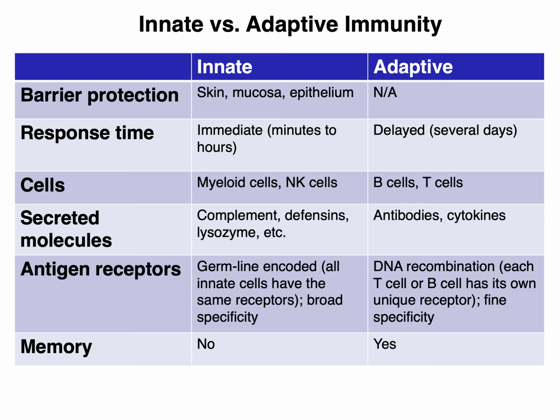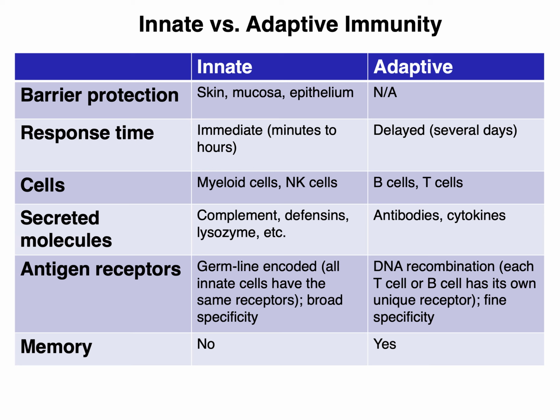Now, the innate and adaptive immune responses also differ in their antigen receptors. Innate immune cells have antigen receptors that are encoded in their DNA, meaning that all innate cells typically have the same range of receptors. And these receptors have broad specificity for commonly expressed molecular motifs within pathogens. The adaptive immune response, on the other hand, generates immune receptors through a process of DNA recombination, meaning that every single T cell and every single B cell has its own unique receptor, and these receptors are very finely specific for pathogens.